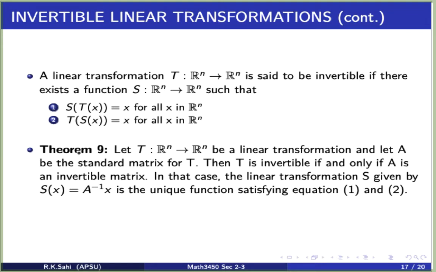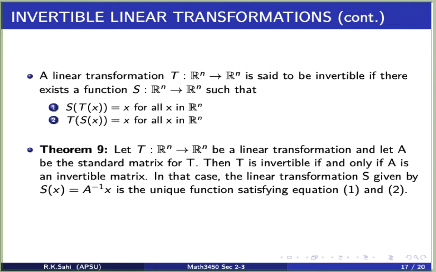Important for us is this Theorem 9. Theorem 9 says if T from Rn to Rn is a linear transformation and we have a standard matrix A for T, remember section 1.9 in chapter 1, where every linear transformation has a standard matrix which corresponds to it. On top of that, T is invertible if and only if A is an invertible matrix. In that case, I will be able to find a linear transformation S, given by A inverse X, and this is the unique function which satisfies equation 1 and equation 2.